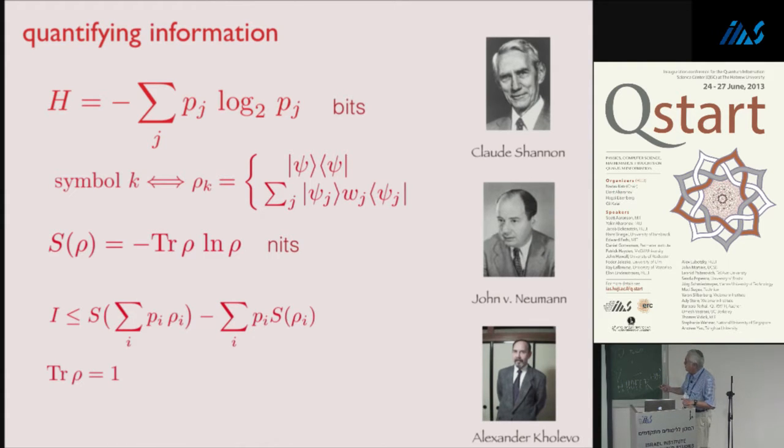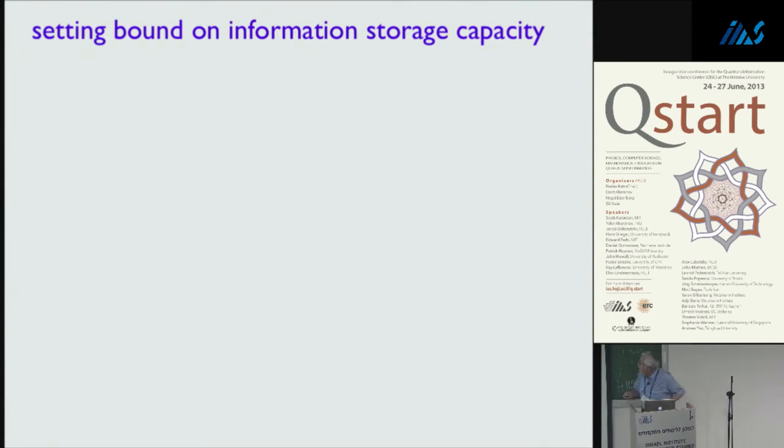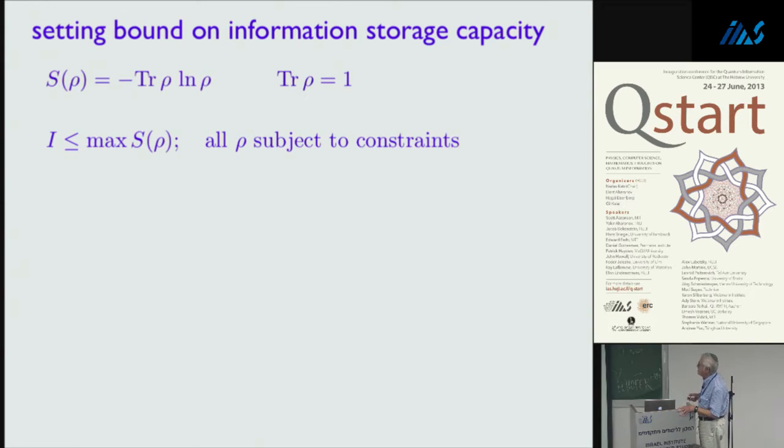So we have formulated the problem in the following way. You have a functional of the density operator. You want a maximum of this S subject to this condition. If you don't say anything else, there is no maximum. You have to say more. For example, if there are some other constraints, then I is bounded by the maximum of S(rho), where you find the maximum over all rho subject to whatever constraints you have set up.